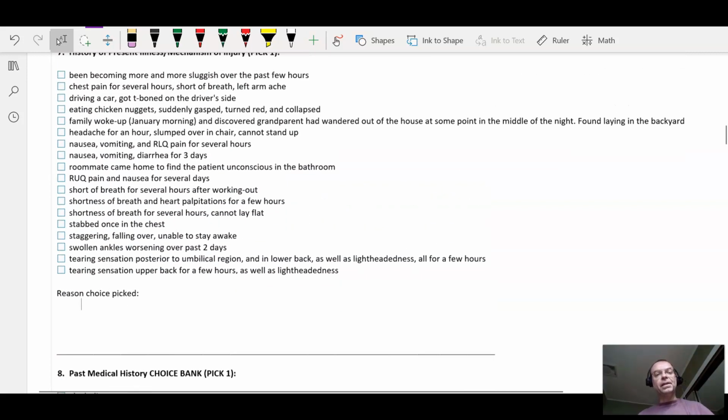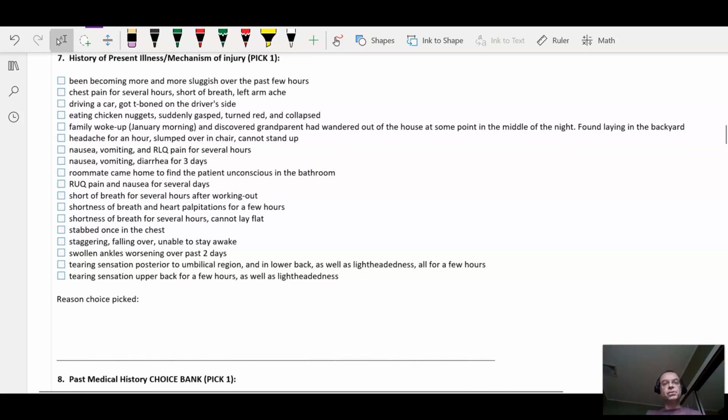And again, I think the most important part is for the students to articulate why they picked that particular choice. Because if their choice is incorrect, but they articulate a physiologically sound argument for why they picked it, that works for me. It's the thinking part of it, not the memorization. It's the thinking part, the clinical decision making, that I'm really after.